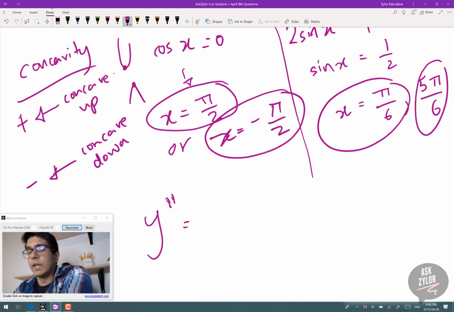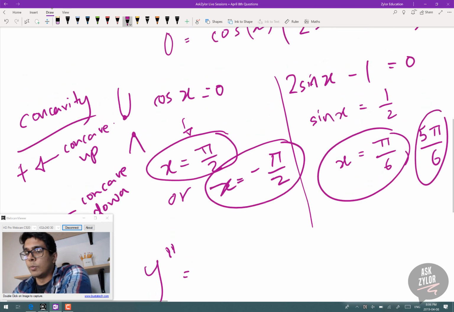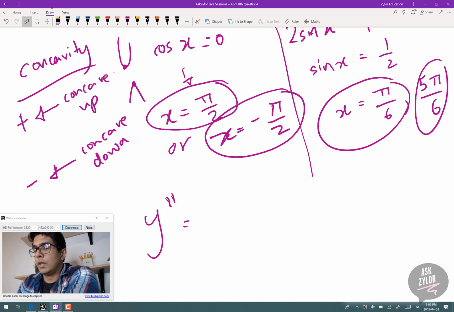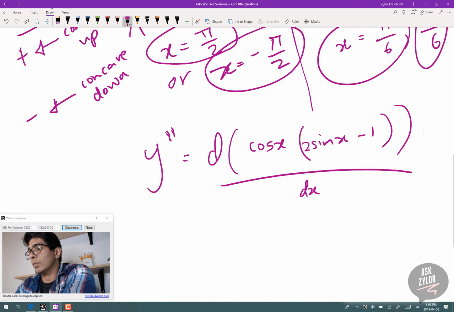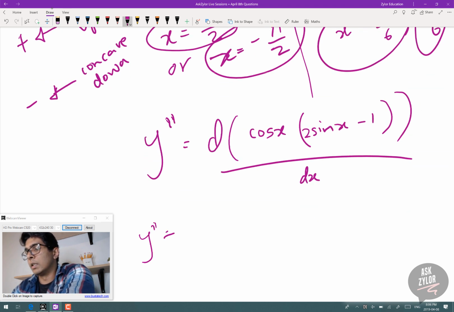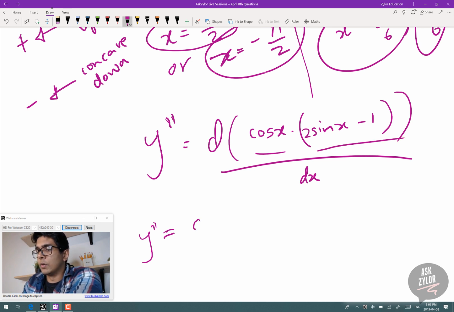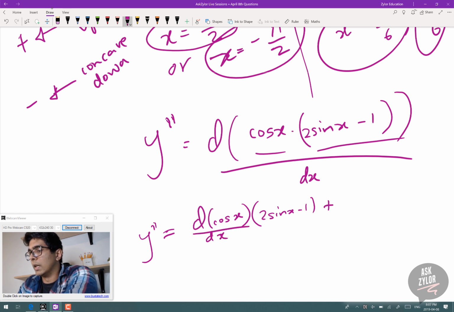So in order to do that, I need to go and find my second derivative. My second derivative is going to be the derivative of cos x times 2 sine x minus 1. I need to get this in terms of x. I immediately see that it's a product rule. So I'm going to get the derivative of the first term, the derivative of just cos x, multiplied by 2 sine x minus 1, and I'm just going to add the first function times the derivative of the second function, so 2 sine x minus 1.